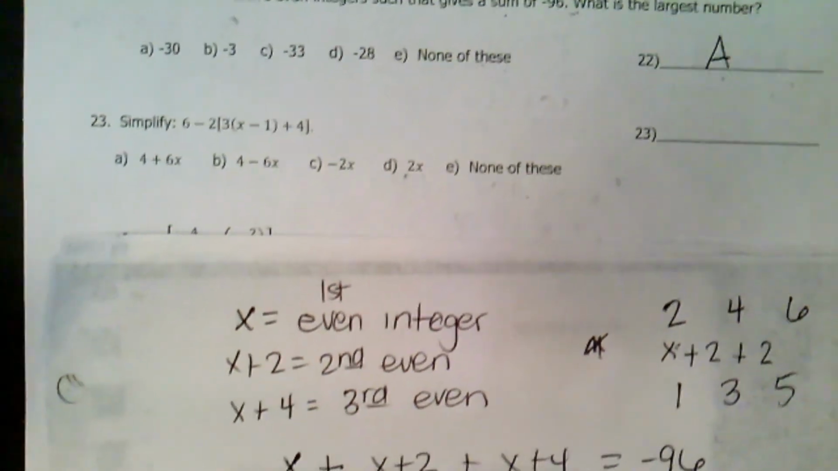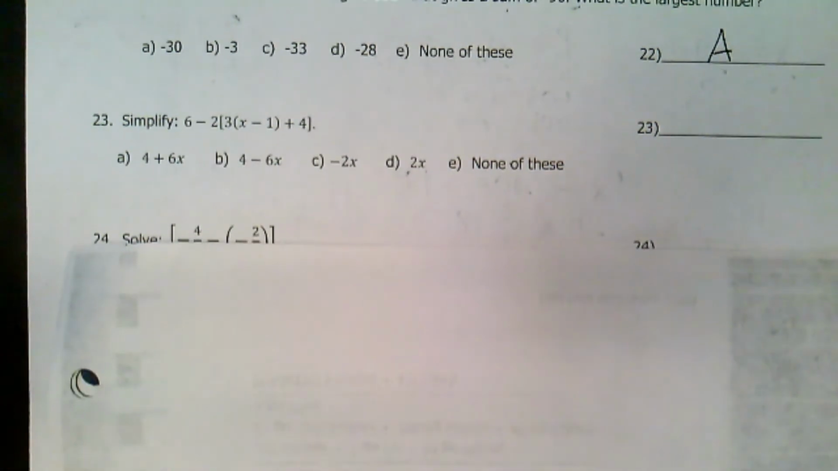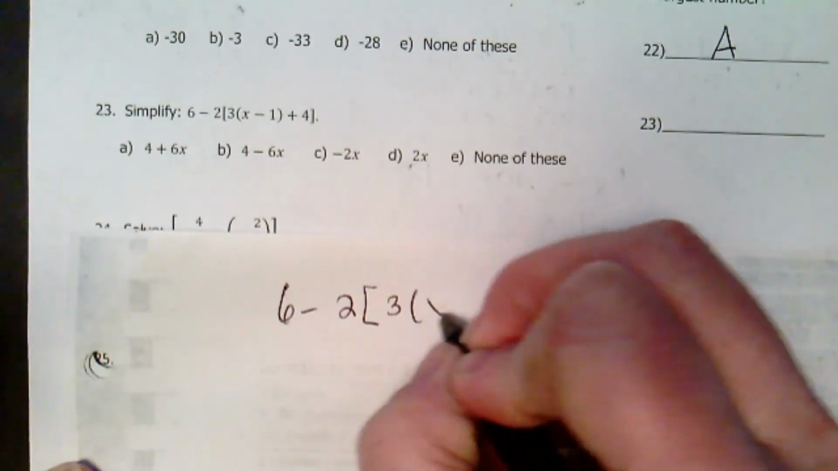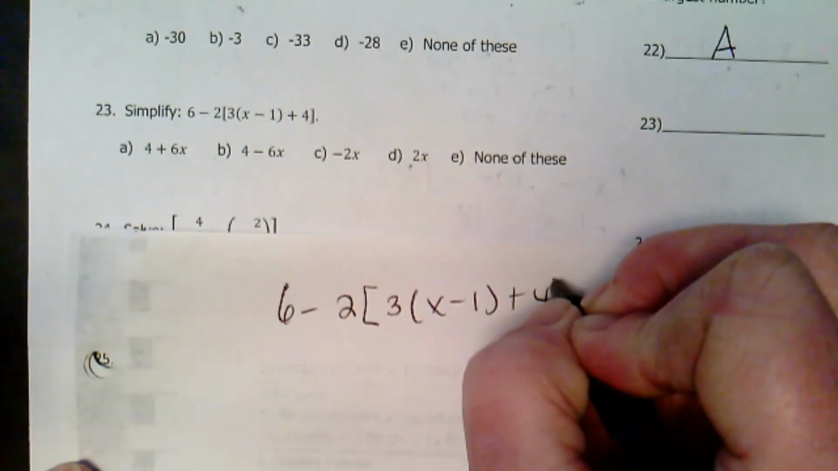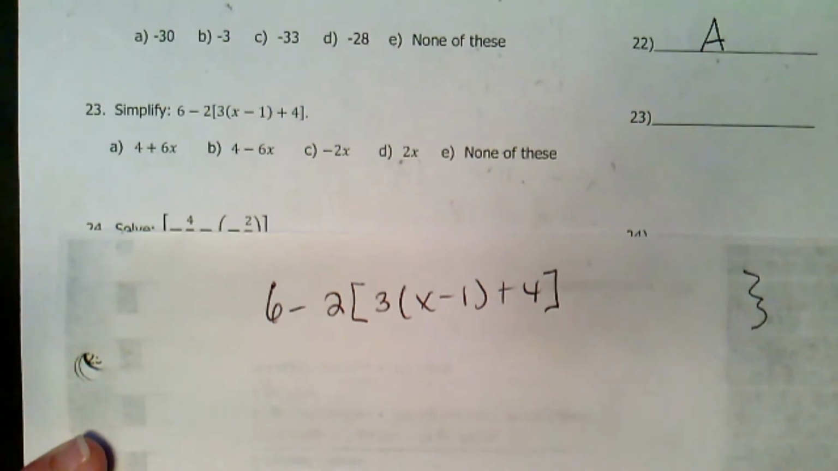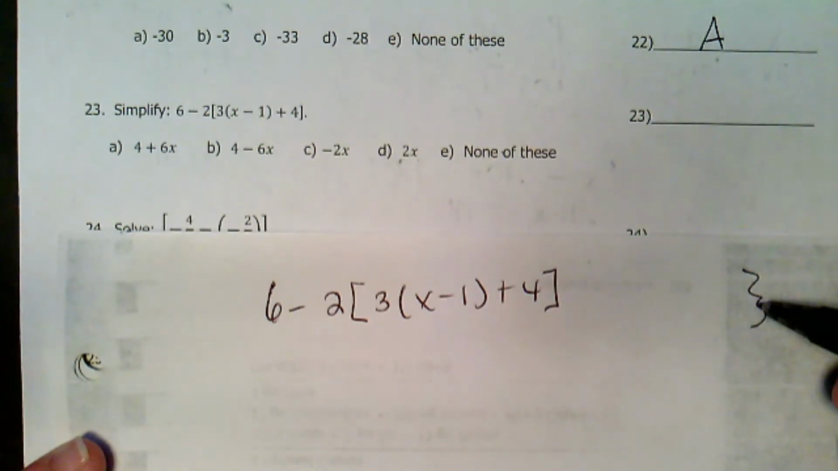Alright, 23. Simplify. So we have lots of parentheses and brackets. So parentheses are usually what you use to group something together. If you wanted parentheses again, then they use brackets. So you always do them in the order of parentheses and brackets, and then they even will go like this sometimes, and that would be the last parenthesis to do.